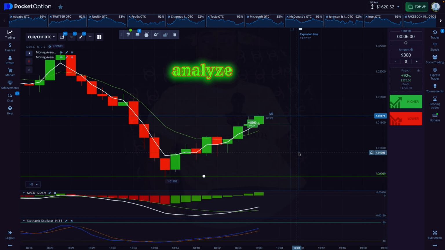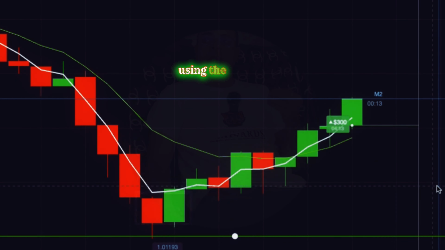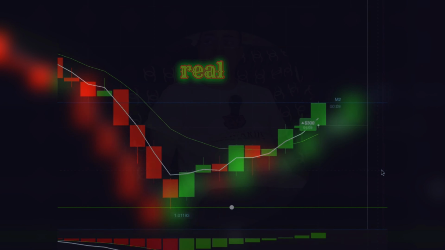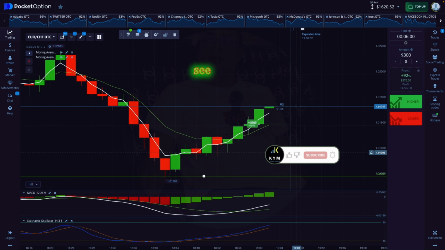Today we will analyze a very important topic. We will figure out how to trade binary options correctly using the bullish engulfing pattern on a real trade that you are currently seeing on your screens. This method will help you see opportunities where others see only randomness.